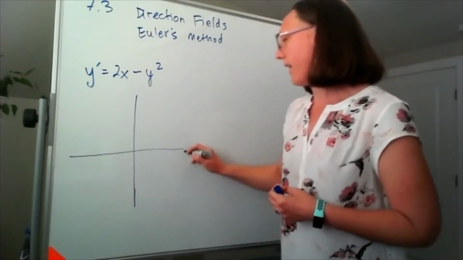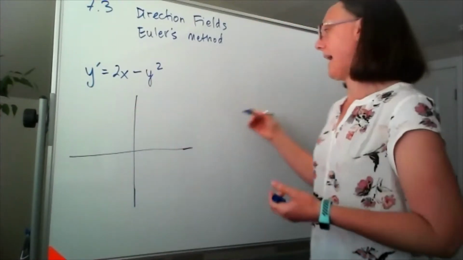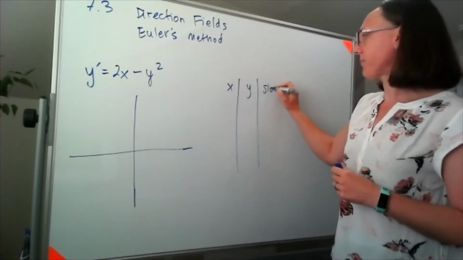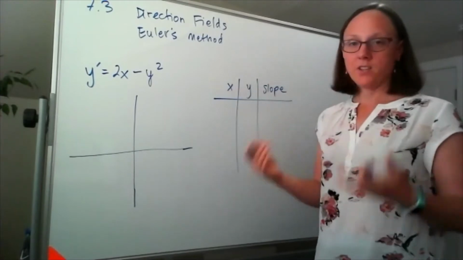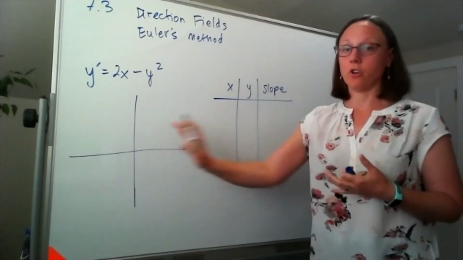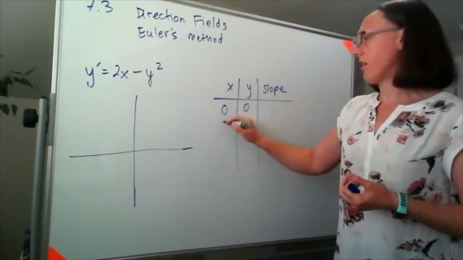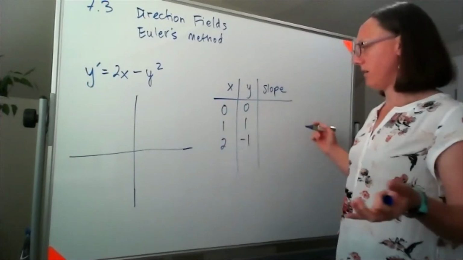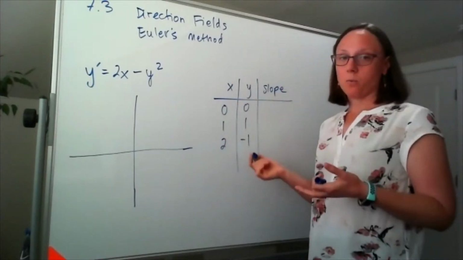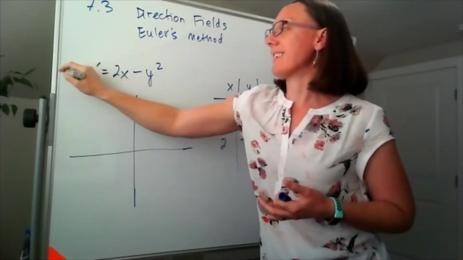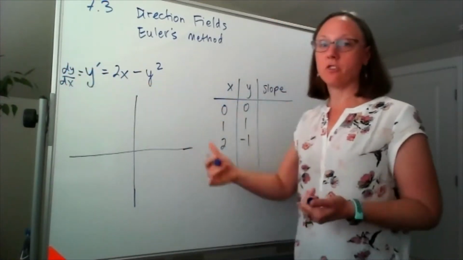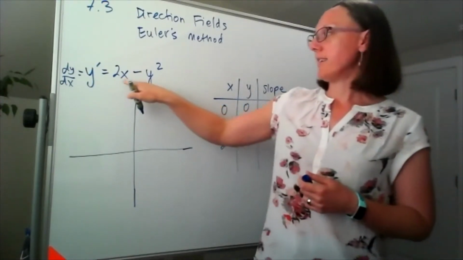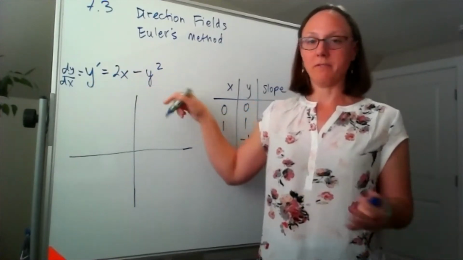So if I specified some points to plot slopes at, maybe I would give x and y coordinates, and then our slope. So if I specified that I wanted you to plot the slopes at (0, 0), (1, 1), and (2, -1). So to find the slopes, I know that my y prime is dy/dx, which means it's the slope of the tangent line at that point. So that's the slope we're looking for. So I'd be plugging in the point (0, 0). 0 for x, 0 for y would give me a slope of 0.